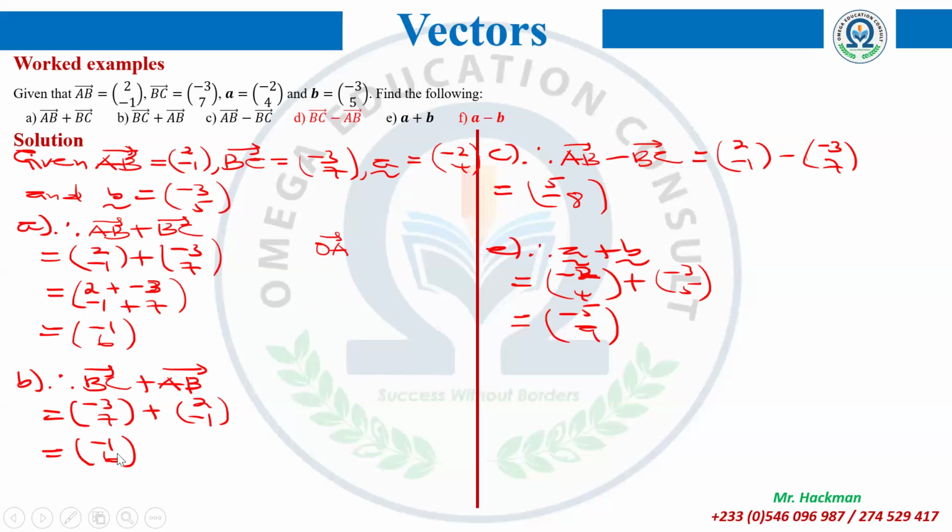Okay, so what do we do at this point? We are going to add corresponding components. So it will be 2 plus minus 3, then minus 1 plus 7. However, when you mature, this step will not be necessary. So you just combine what you have there mentally and you will do just fine.